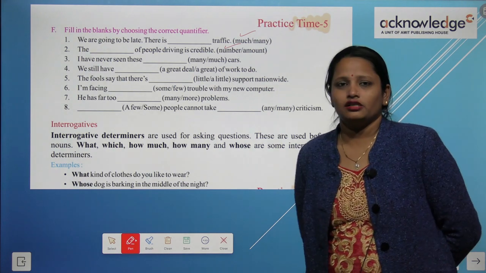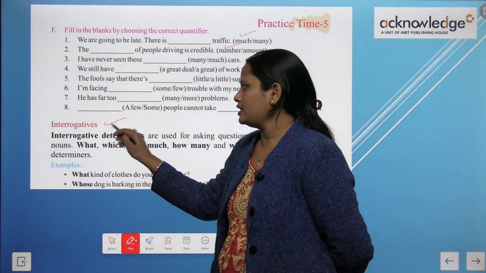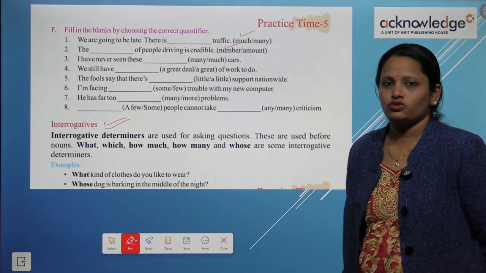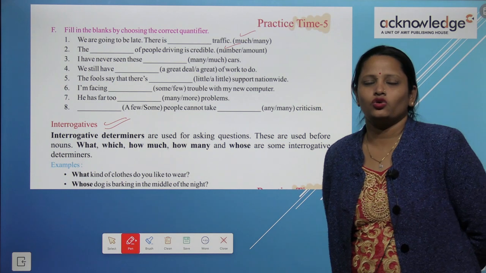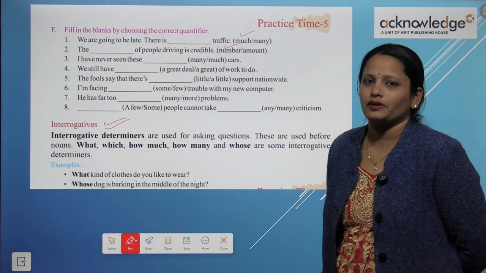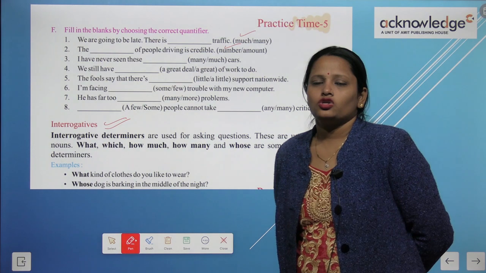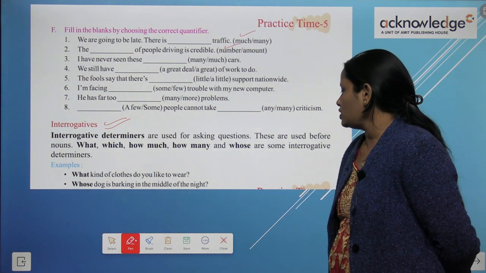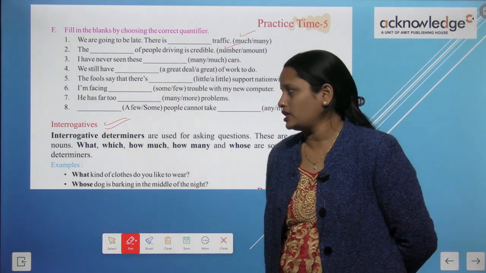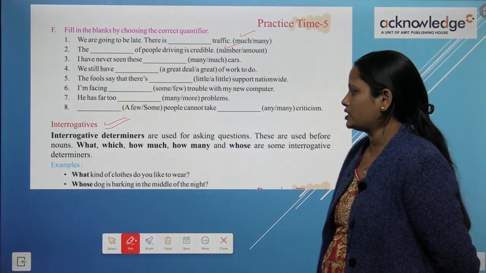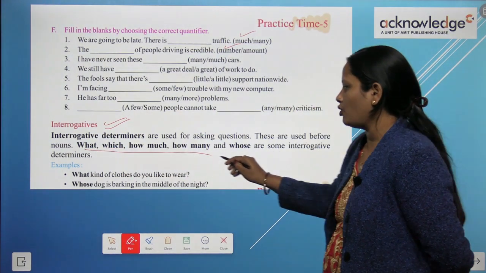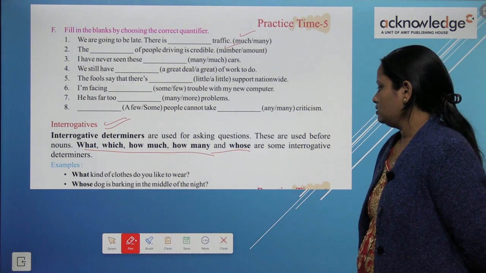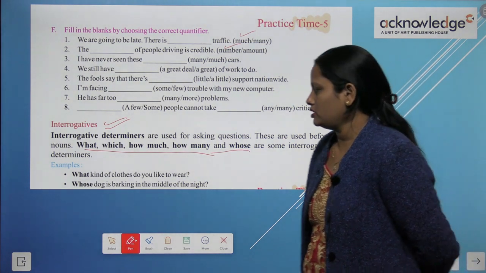Now let's learn the next topic, and that is interrogatives. So interrogative determiners are used for asking questions. So as you know, with the name interrogative नाम को सुनते ही हमें पता चला कि ये क्वेश्चन की बात कर रहे हैं. So these determiners are used for asking questions. क्वेश्चन पूछने के काम आते हैं. These are used before nouns. ये noun से पहले यूज किए जाते हैं. And what, which, how much, how many, and whose. So ये सारे जो है कुछ interrogatives हैं. And the examples are here.